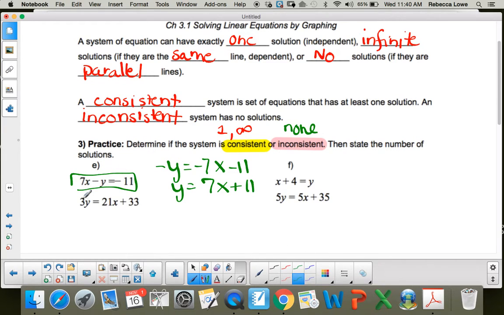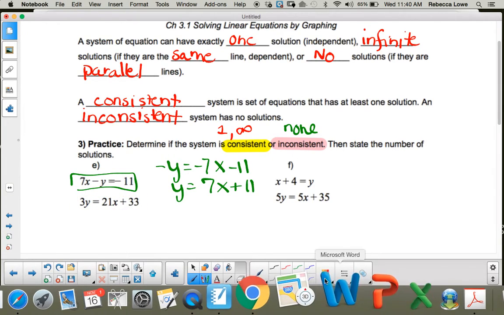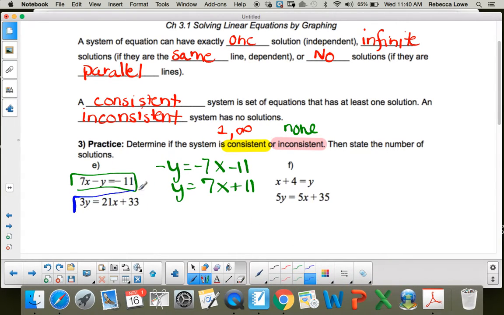And then I divide by negative 1, I would get y equals 7x plus 11. Now I'm going to do the other line, solve it for y. Oh, I wanted to use a different color so you guys could see that. So all I have to do is divide everything by 3. I get y equals 7x plus 11.